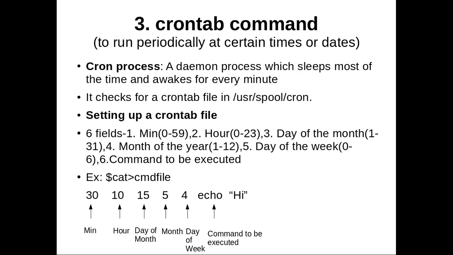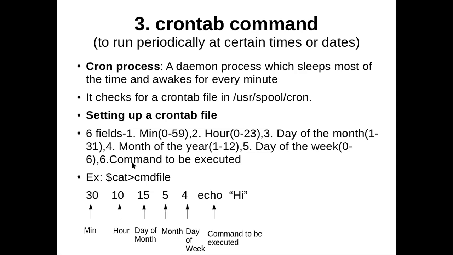Now we'll see how we can set up a crontab file. What content will be there in a crontab file? A crontab file basically contains 6 fields. The first field indicates the minute, which is 0 to 59, and the second field indicates the hour, which can be from 0 to 23. The third field indicates the day of the month, which can be 1 to 31, and the fourth field is the month of the year, that means 1 to 12. The fifth field is the day of the week, that is 0 to 6, where Sunday is represented by 0. The last field of the crontab file is the command to be executed.